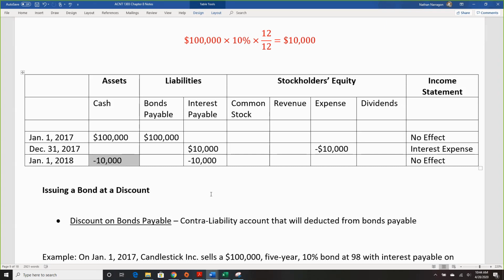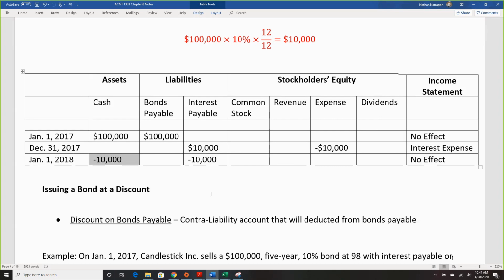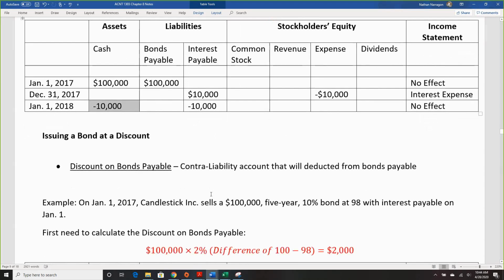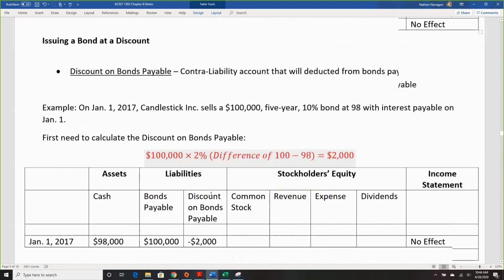But that's if it's a perfect world and it sells always at face value. You already know it ain't a perfect world, so it's going to sell at different values in itself. First one we're going to look at is discount. Now, what is the discount?